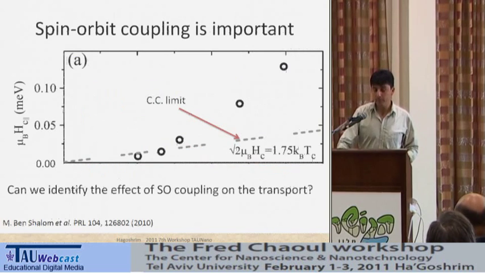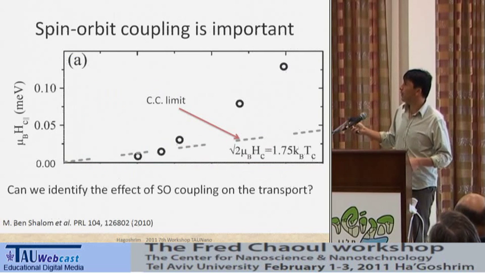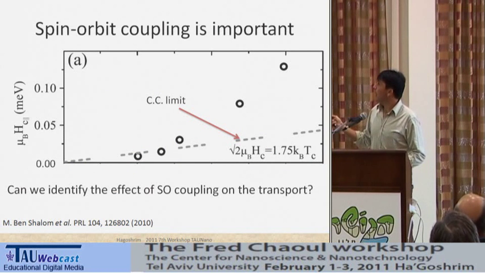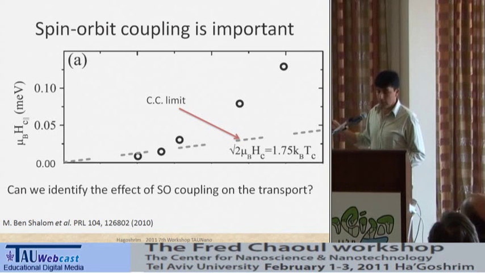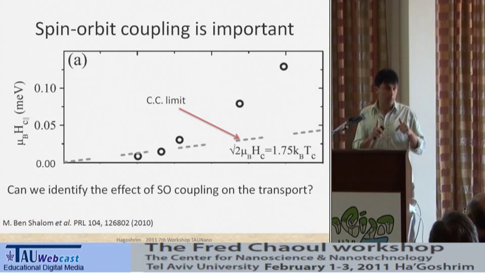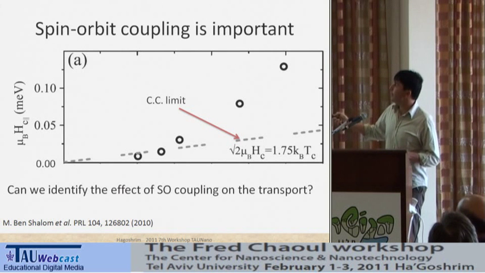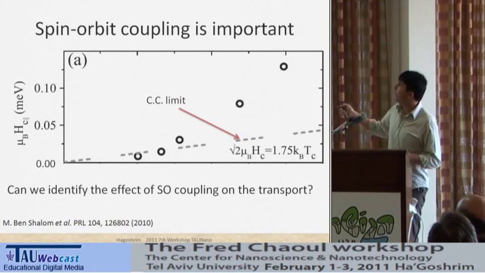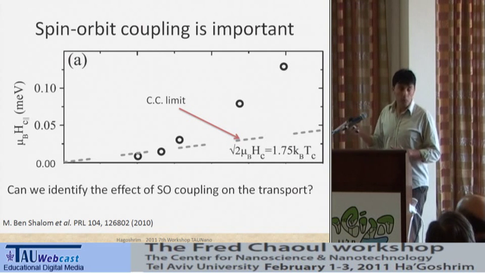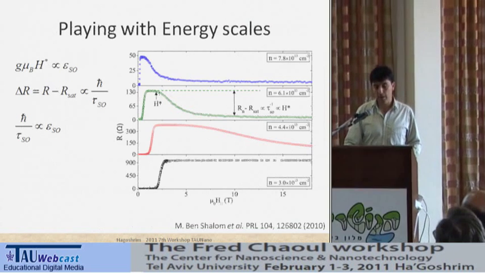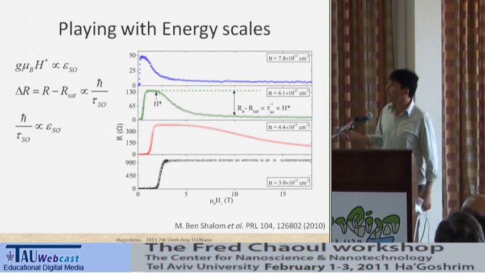And this is huge. You can estimate what field would break superconductivity if you just compare the magnetic energy of the spin and the superconducting gap, which is the pairing energy of the Cooper pair. So this is the pairing energy, and this is the magnetic energy, and this is the line that you have. But here we exceeded this line by about a factor of 4, which means that something else is binding these Cooper pairs, and this thing is probably the spin-orbit coupling.